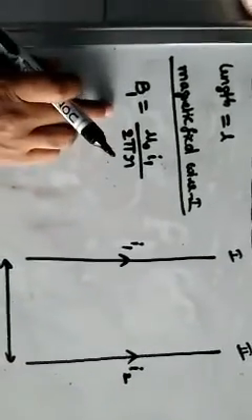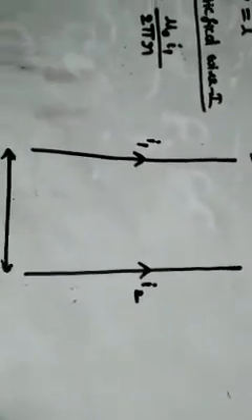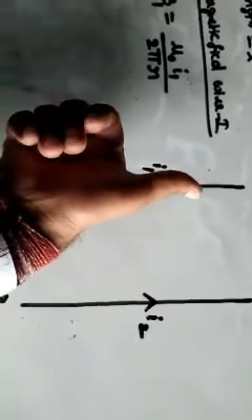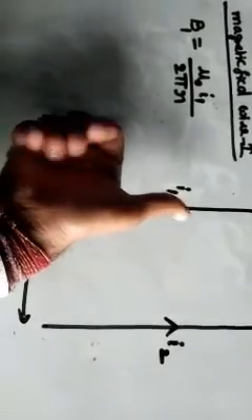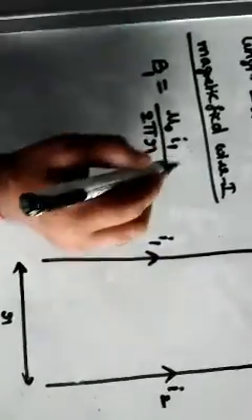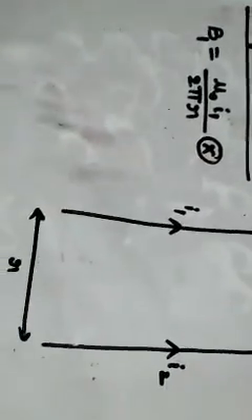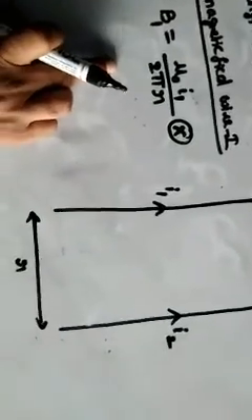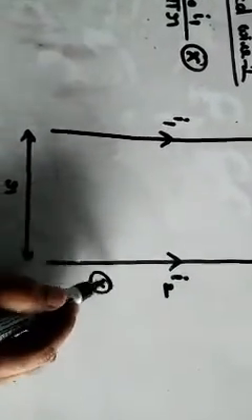What is the direction of this magnetic field B1 here? Apply the right hand thumb rule. The thumb is in the direction of current, the fingers curl around. So on this side the magnetic field is inwards, circle cross like this. This is the B1 magnetic field. It is inwards here, into the plane of the paper.